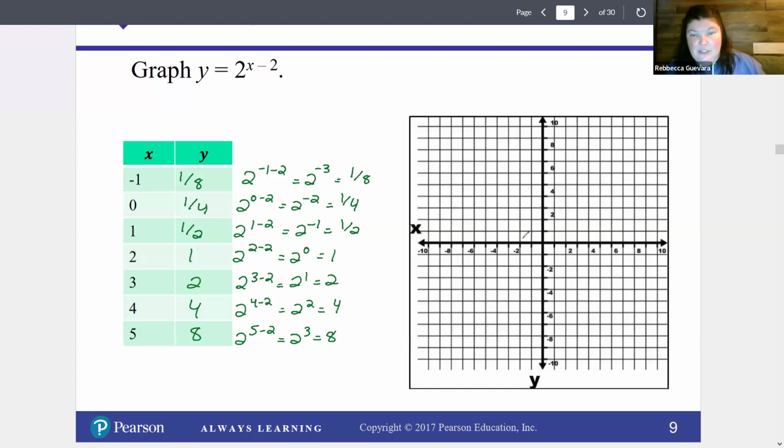So when we graph this, we have at -1, about 1/8 here. Then at 0, we're at about 1/4. At 1, we're at about 1/2. At 2, we're finally at 1. We hit 3, we're at 2. 4 is going to be 4. And 5 is going to be 8. And once again, we know we've got this horizontal asymptote along the x-axis.